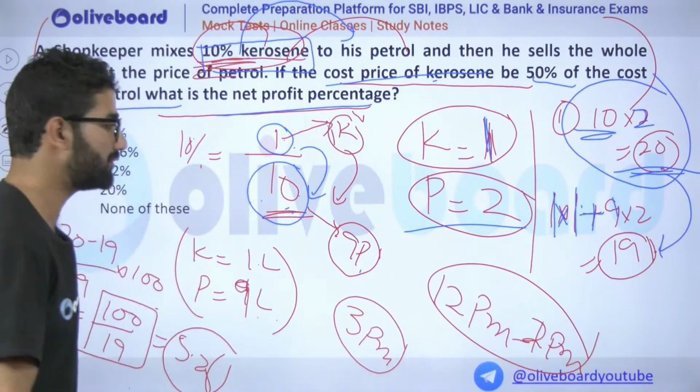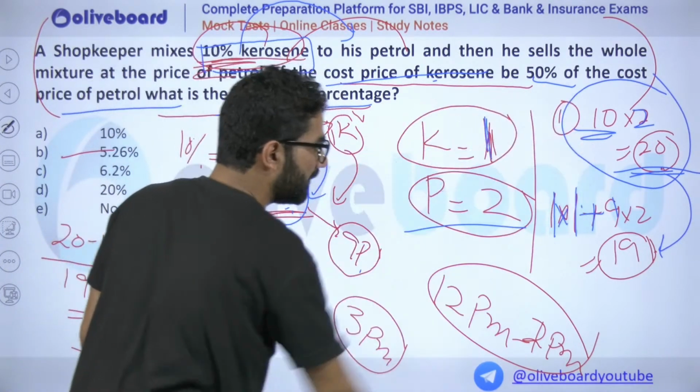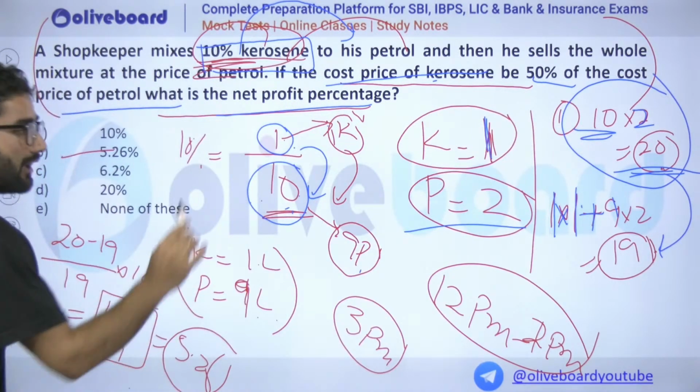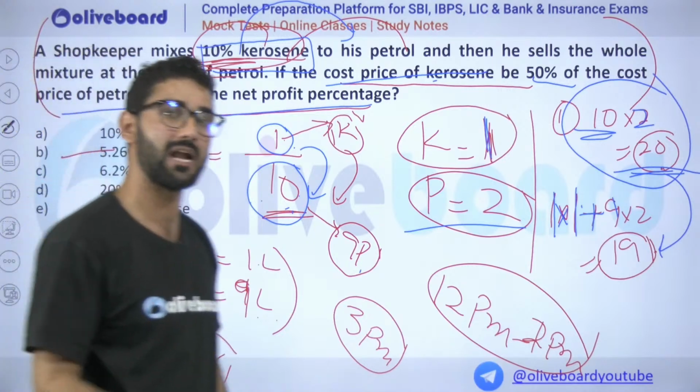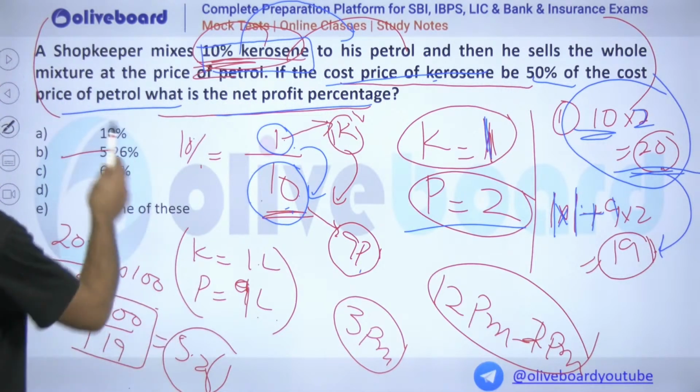So profit ratio is nothing but the difference between 20 and 19. You got 1 with respect to 19, multiplied by 100. You will get the value. Yes, my dear. Okay, great.